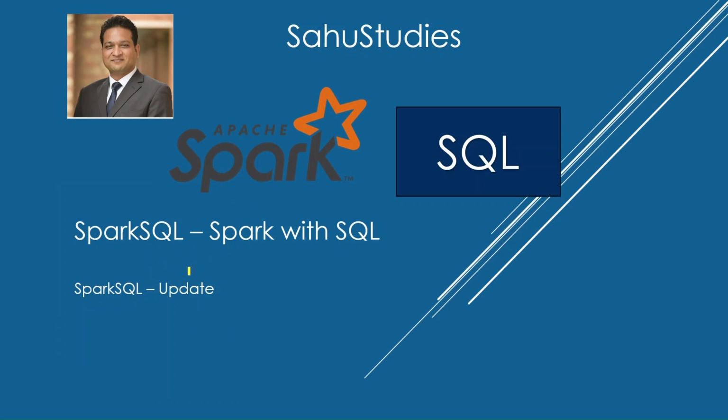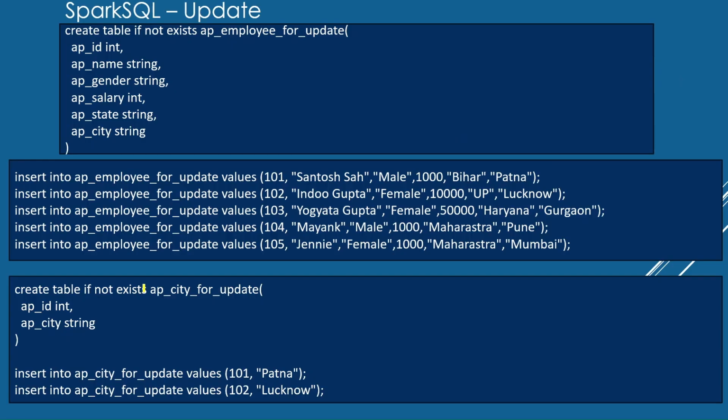In this video, we are going to see how we can update a table in SparkSQL. In this exercise, I am creating a table with the help of a create table command, and this is the name of the table. Here I have created 6 columns and their data types. Once this table gets created, I am inserting 5 records in it with the help of an insert statement.